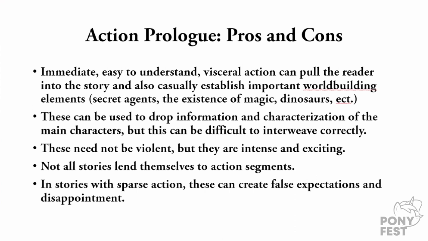But this can also be difficult to interweave correctly. A lot of the time, there's going to be a very basic level of characterization here. With James Bond, we get to see him be competent and do his Bond one-liner, be cold and professional, but also see that he has to kill people. The problem with these things is that not all stories lend themselves to this sort of action segment. And in stories with more sparse action, this can also create false expectations and disappointment. So while these sorts of action prologues can be really useful, not every story can pull it off.